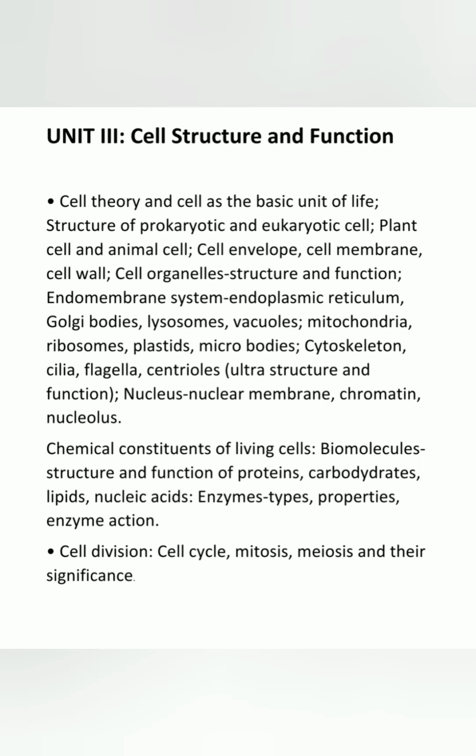Unit 3 includes cell structure and function like cell theory and cell as the basic unit of life, structure of prokaryotic and eukaryotic cell, plant cell and animal cell, cell envelope, cell membrane, cell wall, cell organelles, structure and function, endomembrane system, endoplasmic reticulum, Golgi bodies, lysosome, vacuoles, mitochondria, ribosome, plastids, microbodies, cytoskeleton, cilia, flagella, centrioles, nuclear membrane, chromatin, and nucleolus.